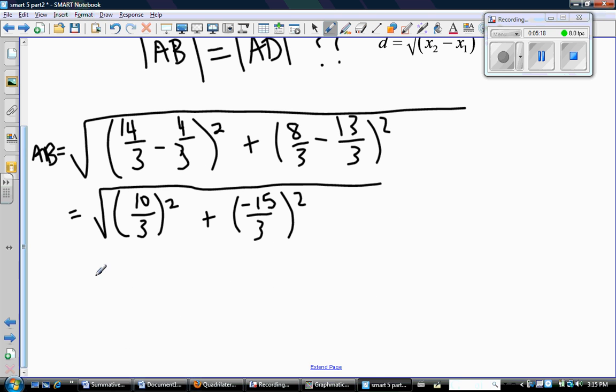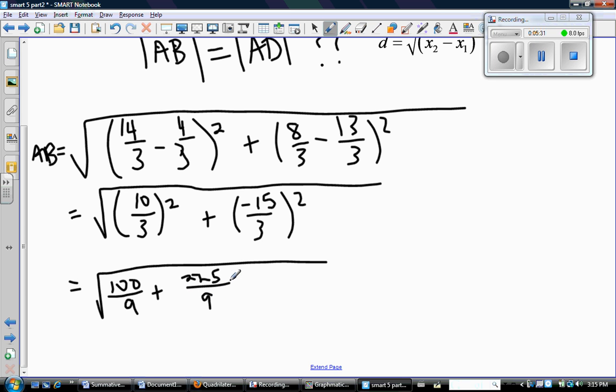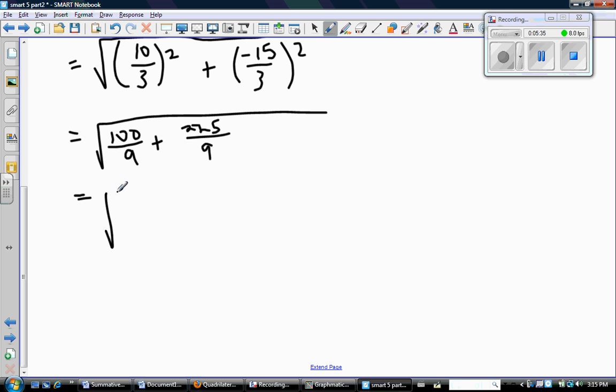Okay, keep going. Now I'm going to square each bracket. 10 squared is 100. 3 squared is 9. Negative 15 squared is 225. 3 squared is 9. And now I'm going to add those fractions under the square root. So 100 plus 225. So I have 325, and my common denominator was 9.